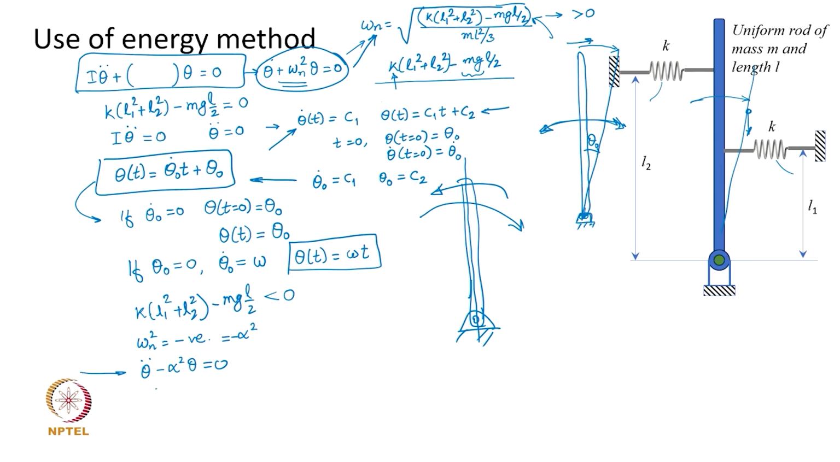We know that I can assume a solution of theta as, let us say, a e to the power s t, the root s is assumed, and then obviously theta double dot will give me s square a e to the power s t. We did this in the undamped vibration case earlier. So, now I can write this as s square minus alpha square equals 0, and you can show that this is going to be the equation that we would get, which means that s is equal to plus minus alpha.